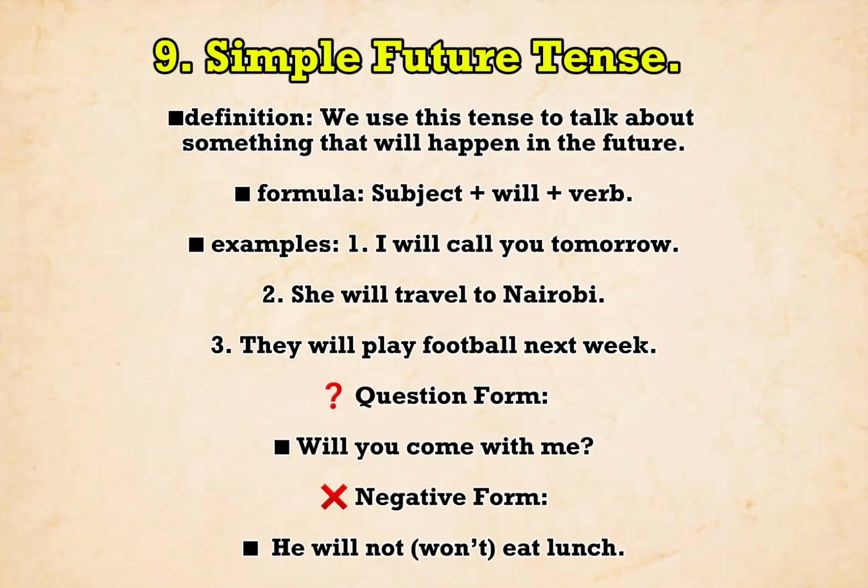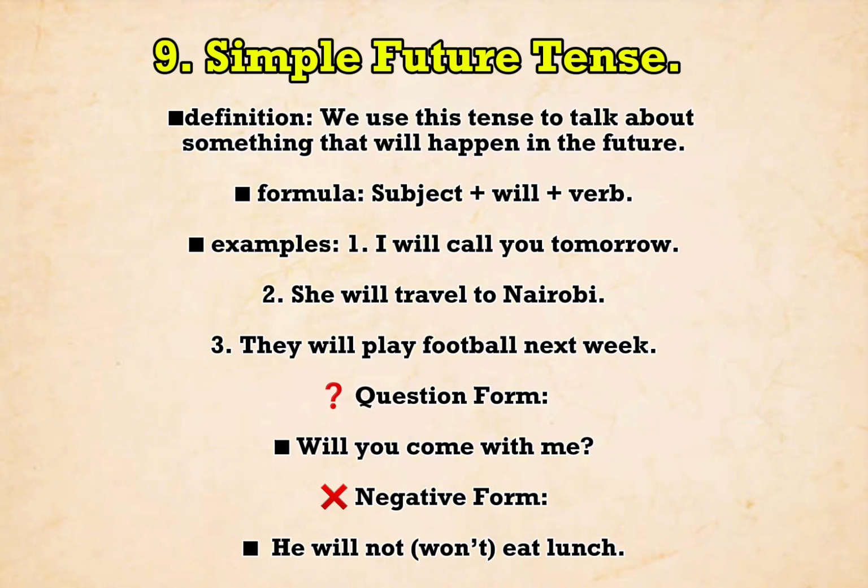9. Simple future tense. Definition. We use this tense to talk about something that will happen in the future. Formula: subject + will + verb. Examples: 1. I will call you tomorrow. 2. She will travel to Nairobi. 3. They will play football next week.